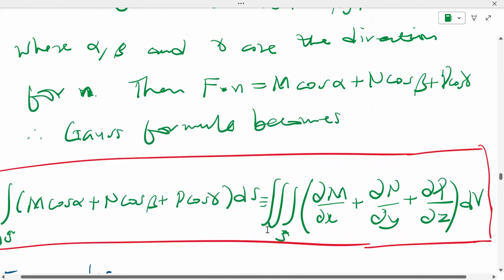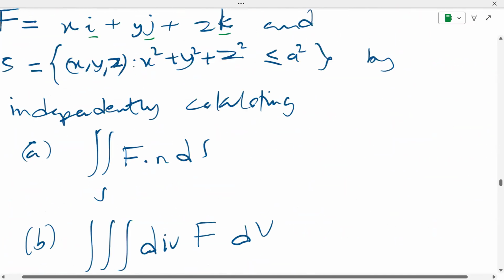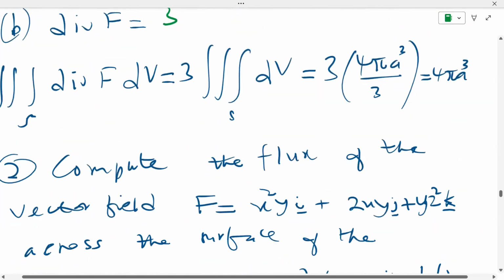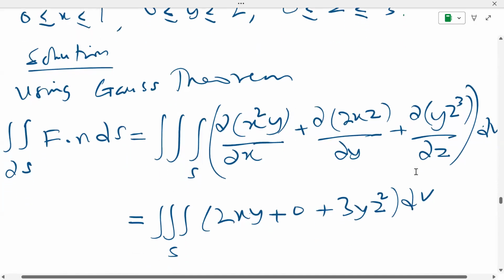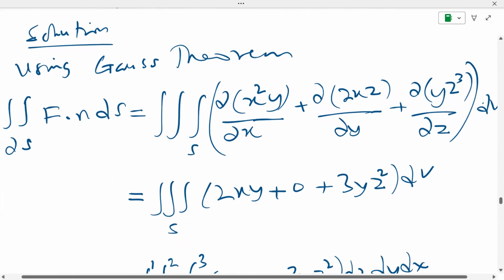So we are using this concept, del M/del x + del N/del y + del P/del z, dV, to simplify that. Okay, so straight away we have it this way. This will give us 2xy. This will also give us 0, because we are differentiating with respect to y, and over here, with z, we get 3yz squared with our dV.